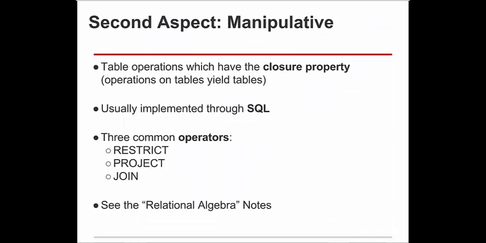The second aspect of the relational model is the manipulative aspect. Here, we start to look at how we can operate and manipulate data and what that produces. Table operations have the closure property. In other words, operations on tables yield tables. This is the manipulative aspect of the relational model. Any operations performed on tables yield tables. This is similar to closure properties in mathematics. For example, addition with integers yields an integer.